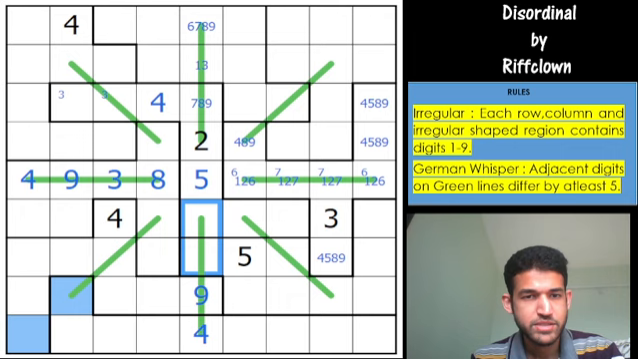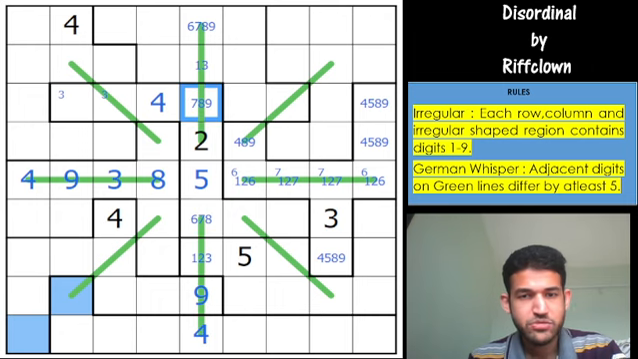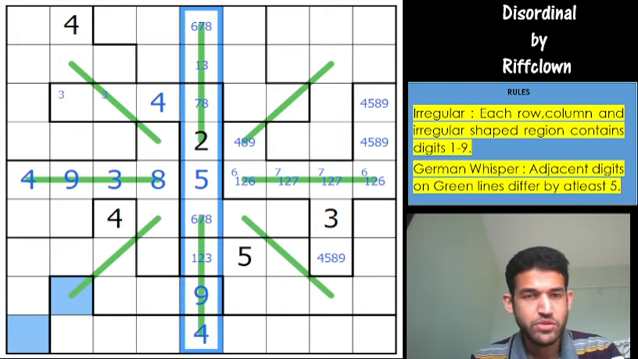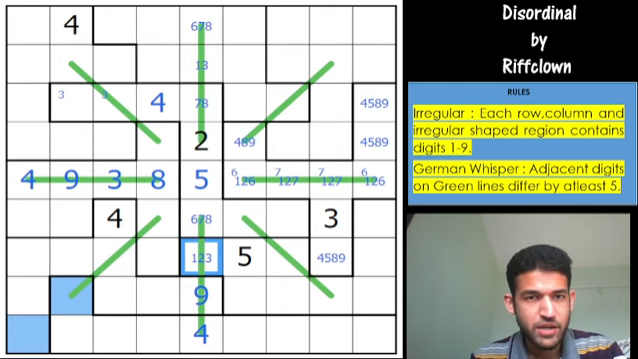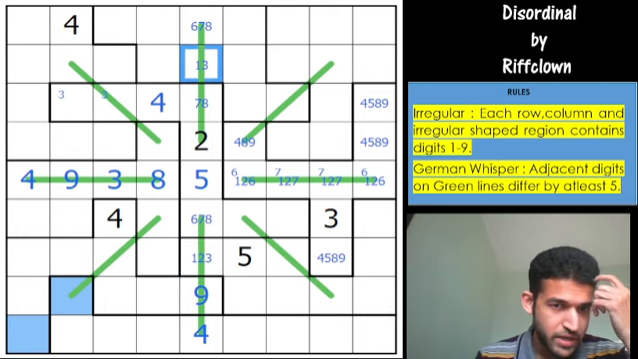Now we need to place 1, 2 or 3 here and a 6, 7 or 8 here. This 9 removes the 9 from this cell, so that's 7 or 8, and 9 is also removed from here using Sudoku. I hope these digits are visible to you. They are a little bit obscured by the thick green lines.